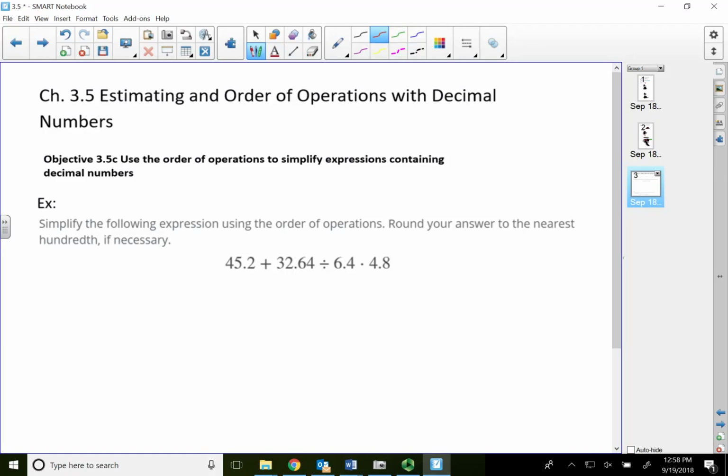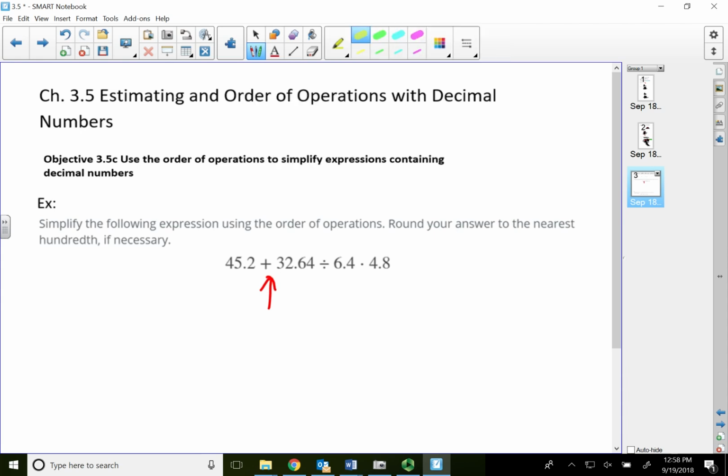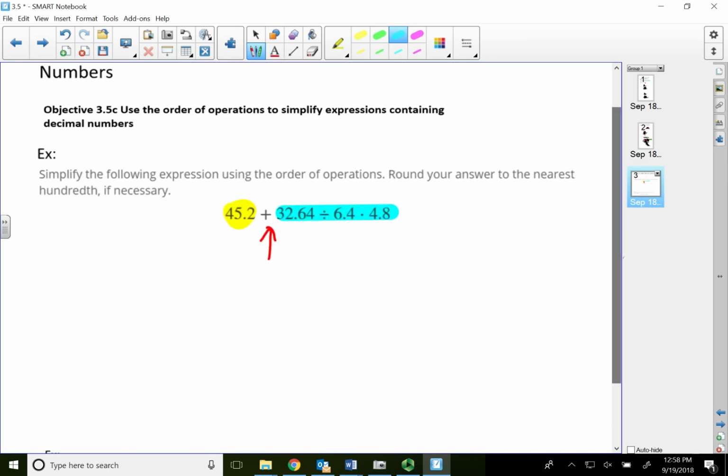As you can recall, we use addition and subtraction signs outside the parentheses to separate terms. So this plus sign outside the parentheses tells me what's in front of it is a term, and what's behind it is another term. So all these go together. It looks like my second term has a lot going on, so we will do division and multiplication from left to right.